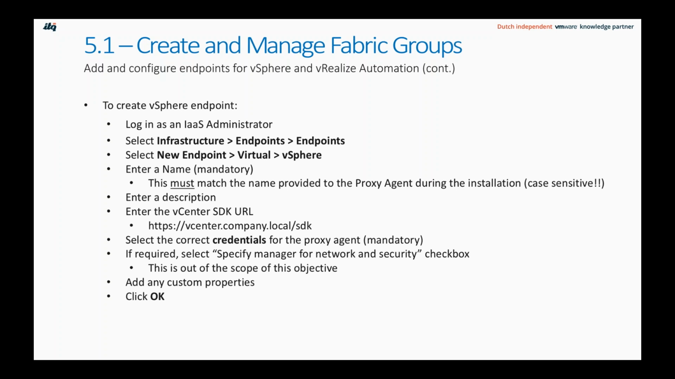Then enter the description, and then enter the vSphere SDK URL. It's just the fully qualified domain name of the vCenter, followed by /sdk. Then select the credentials already provided, or create them through the wizard. Remember that they are mandatory. If required, select the Specify Manager for network and security platform checkbox if you're going to use NSX or vCNS. If necessary, add any custom properties and then click OK to save the vSphere endpoint.